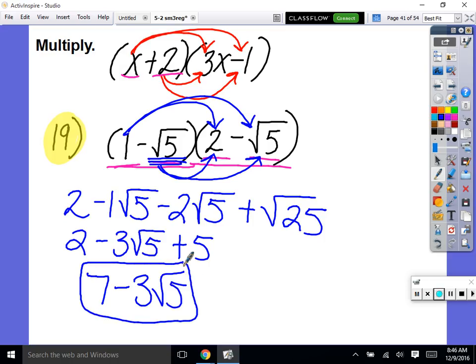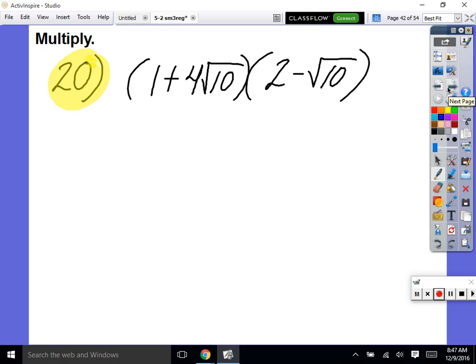Any questions on that? So now that's kind of putting it all together. Can you multiply correctly? Can you combine like terms correctly and whatnot? Number 20, let's do another one.